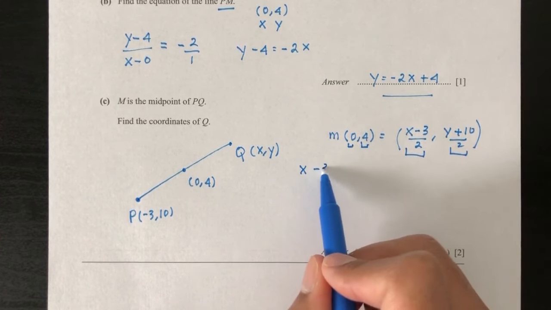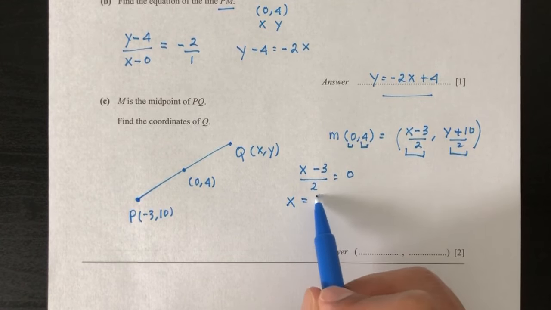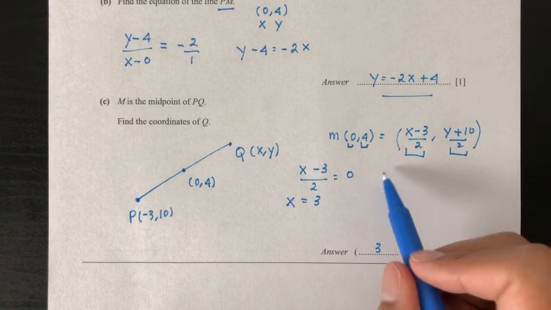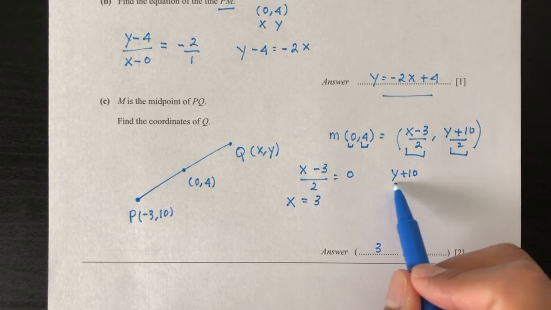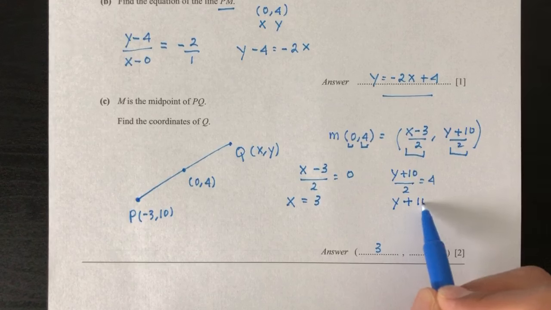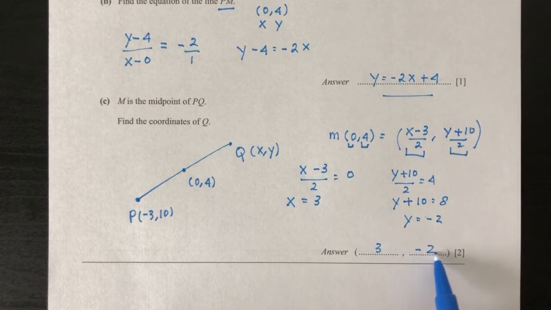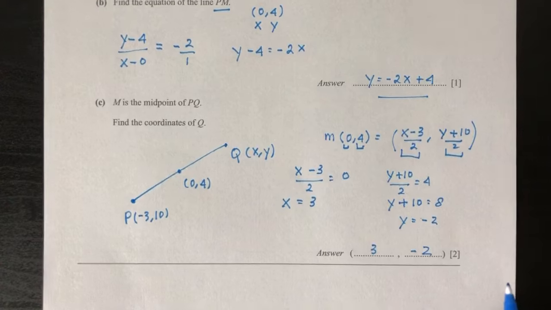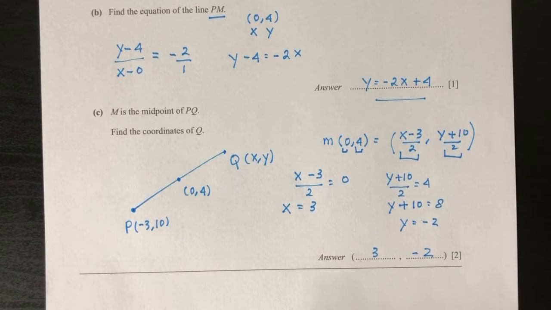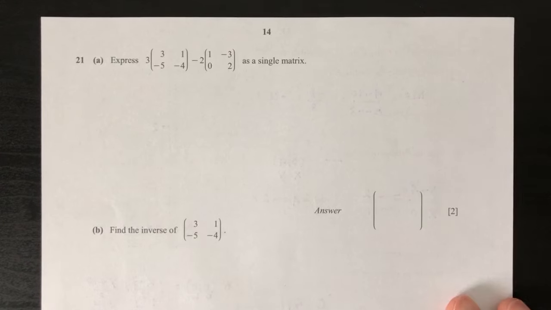So x minus 3 divided by 2 will be 0. So x will be 3. Now y plus 10 over 2 is 4. So y plus 10 is equal to 8. So y will be minus 2. That will be your point Q. And that is your question 20. Let's move on to question 21.